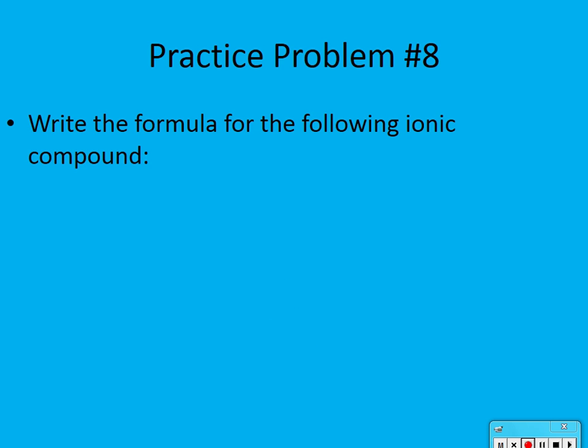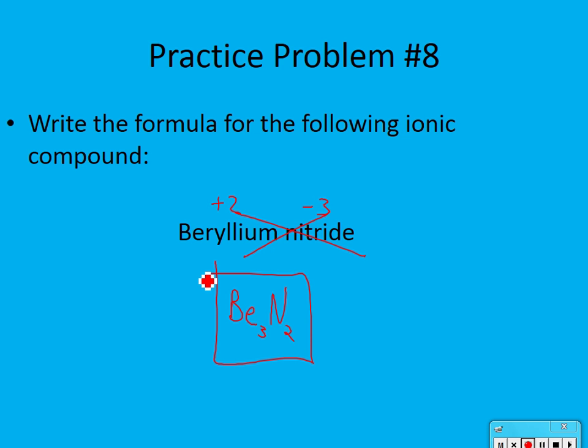Okay, number 8. Let's do it for beryllium nitride. What's the charge of beryllium, guys? +2, if you look it up. What's the charge of nitrogen? -3. Okay, so now what do we do? Crisscross it. Beryllium is Be. What number goes here? 3. Nitrogen is N. What number goes here? 2. Can I reduce a 3 and 2? No, so that's its final formula. Be3N2 is beryllium nitride.